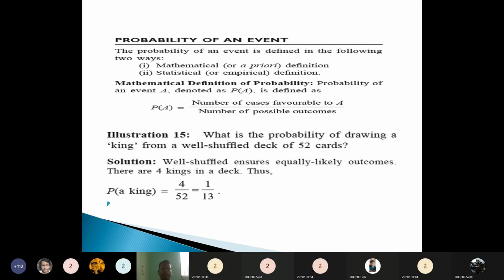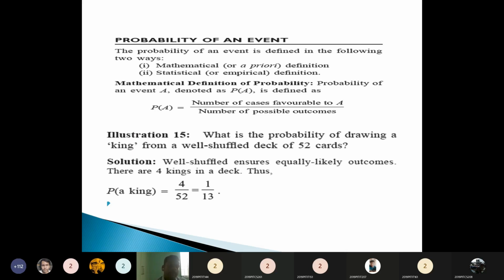Now the probability concept. These probability concepts are very simple. Probability of A is the number of cases favorable to the event divided by the number of possible outcomes. Most of the problems are asked based on cards, dice and coins. For example, what is the probability of drawing a king from a well shuffled deck of 52 cards?